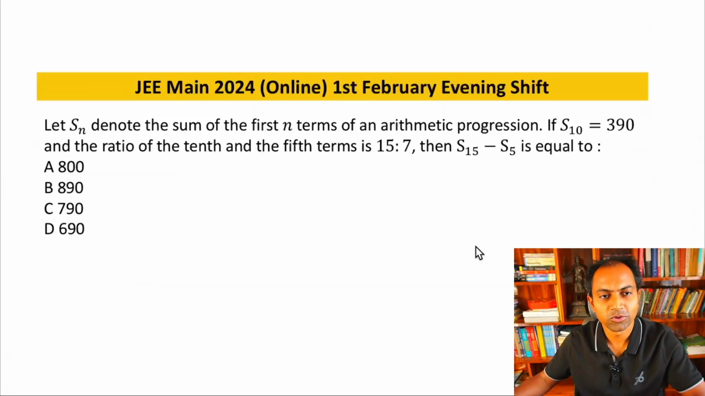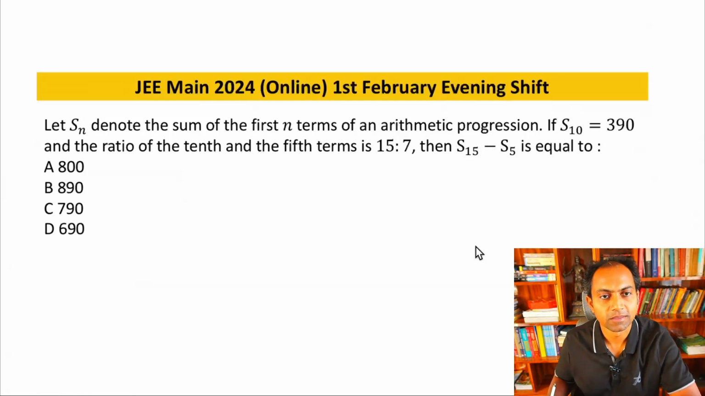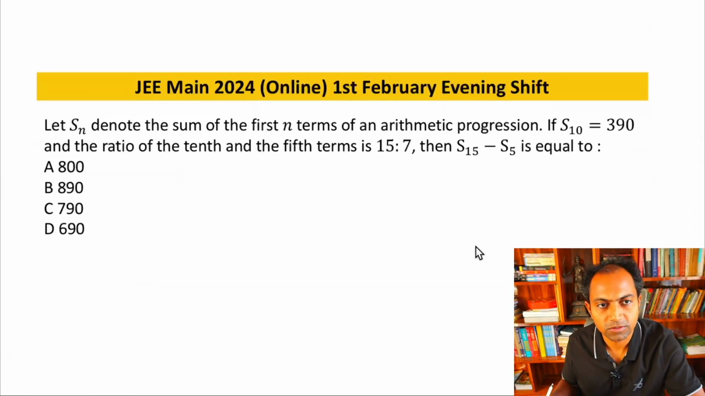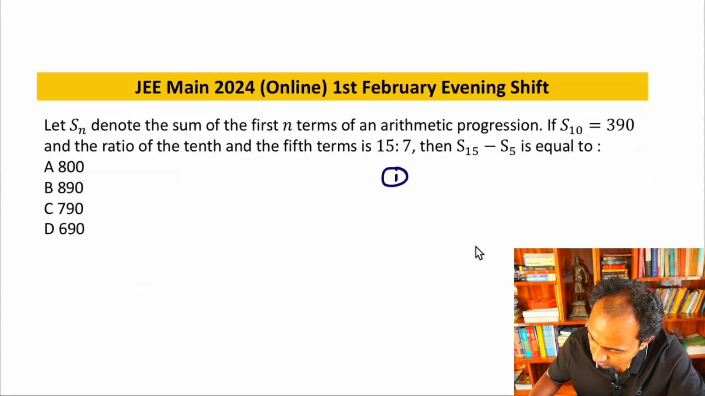If I look into this 2024 question, it says that Sn is the sum of the first n terms of an arithmetic progression. S10 is given as 390, and the ratio of the 10th and the 5th term is given. So let us write things down. What they have given is nothing but the value of S10. So if I apply the formula n by 2 into (2a plus (n minus 1) d), that would become 9 into d.